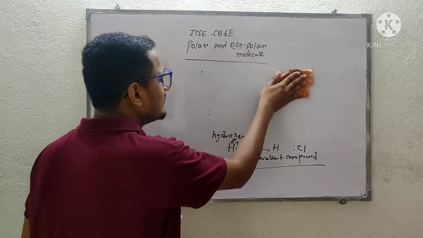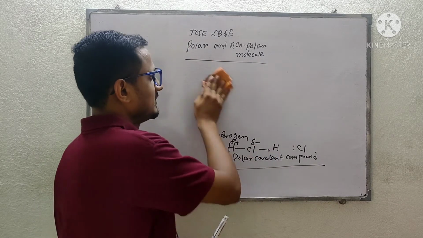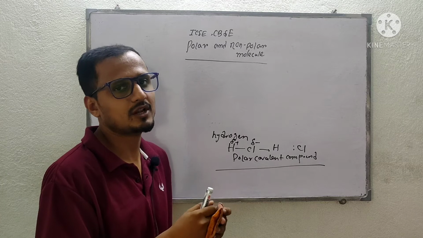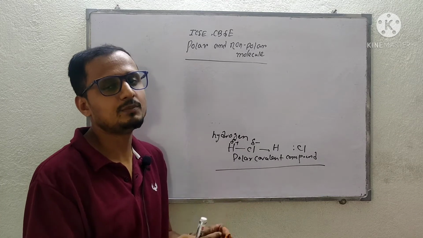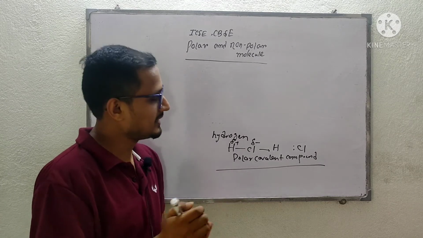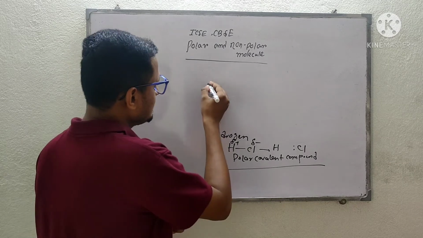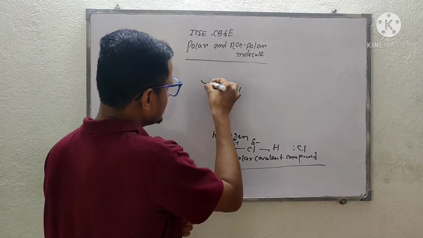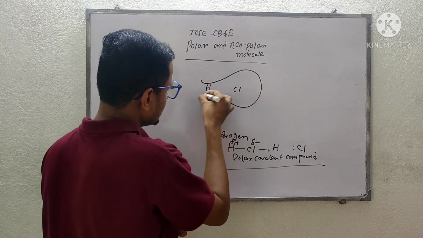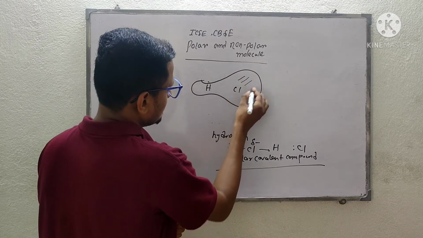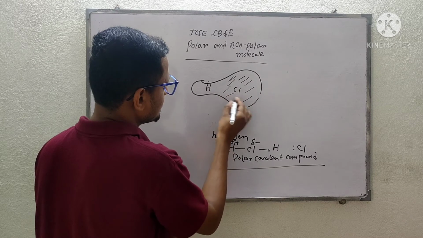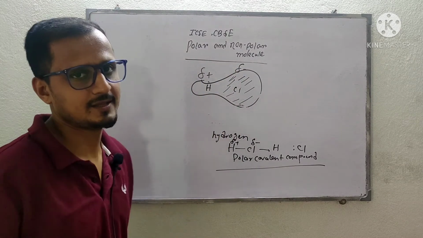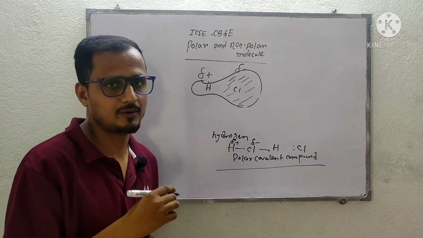Now if there is no difference, or less difference, in the electronegativity, then that compound will not be a polar covalent compound, and that will be a non-polar covalent compound. This polarity can be shown like this: hydrogen and chlorine, the electron density is moving towards this chlorine. It means delta minus here, delta plus here. This is the polarity of a polar covalent compound.